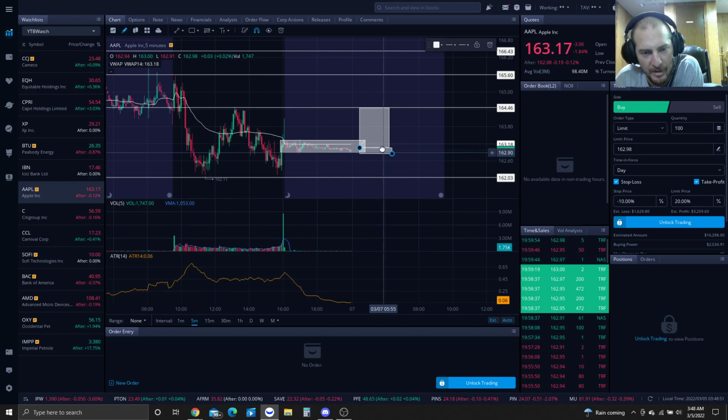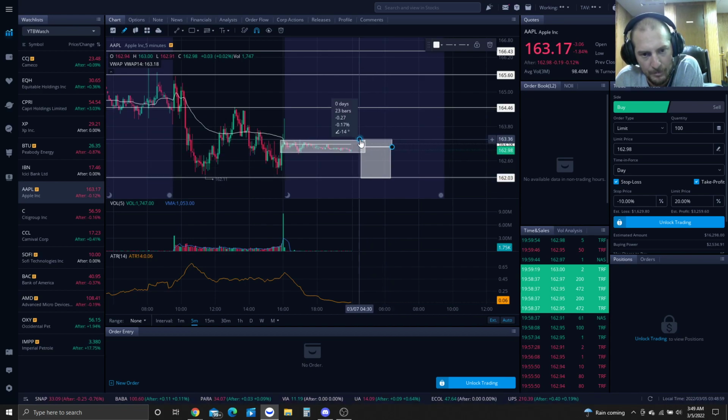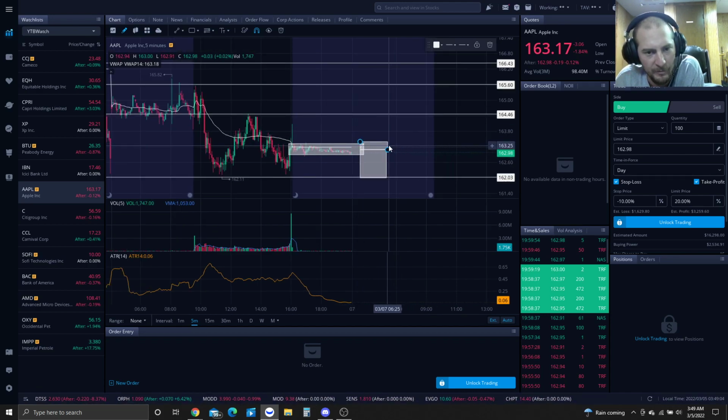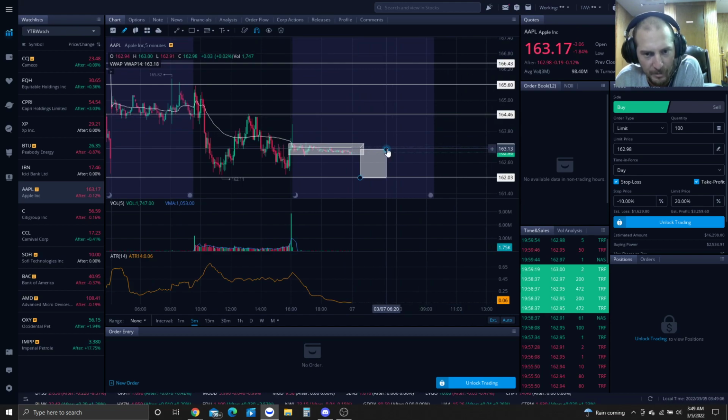Same thing on the other side. If Apple breaks down, I would take a short from this pivot low with a target of this pivot low and a stop loss here. So now I've planned for the open, right? That's what I want to do for the open.